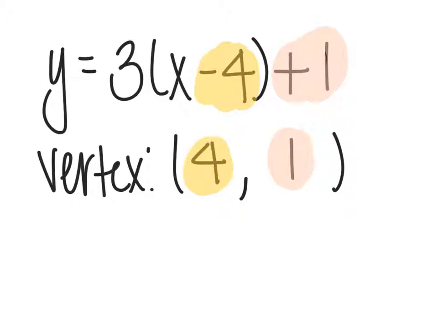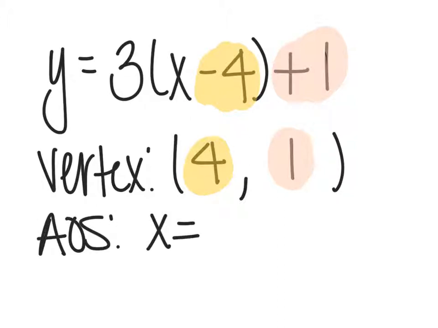So then if we have to find our axis of symmetry, we're just going to write AOS, it's going to be x equals, the exact same number as what we've been using. So it's going to be x equals 4 because that was our x value for the vertex. It's going to be the x value of the vertex. So it's the same value that we used up here and we got from our equation.